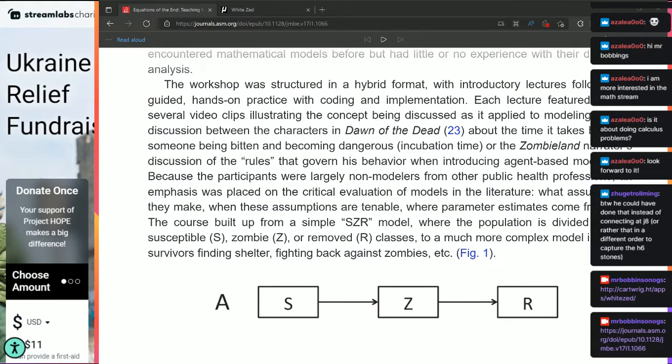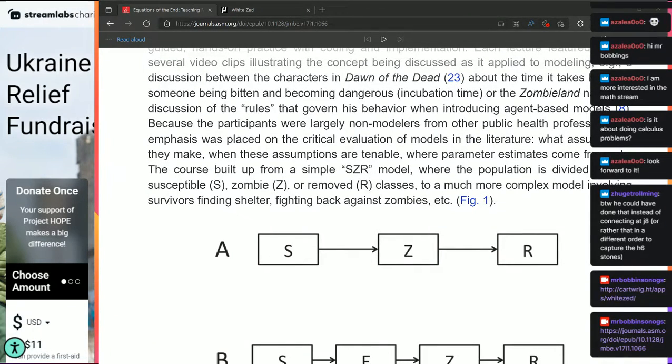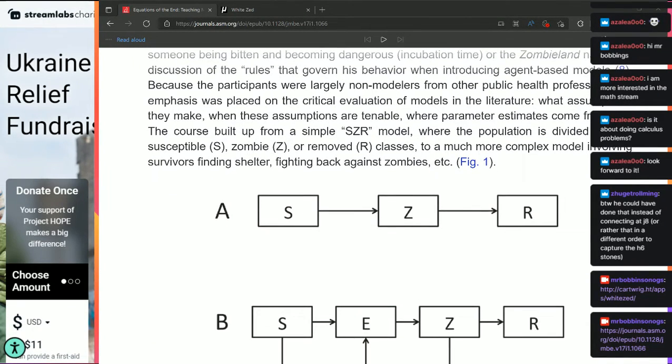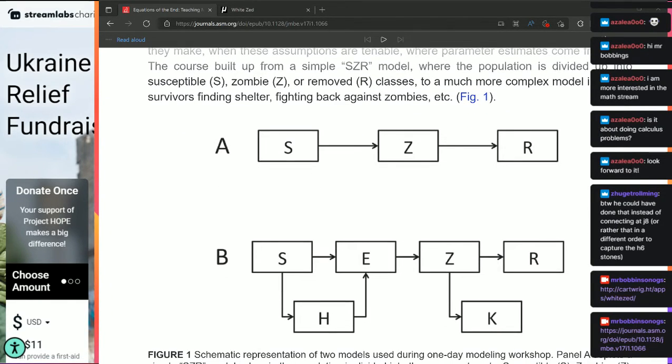The course built up from a simpler SZR model, where the population is divided up into susceptible, zombie, or removed classes. Somebody who's recovered from being a zombie or has died and is not animated at all. To a much more complex model involving survivors finding shelter and fighting back against zombies. I guess you could also have vaccinated individuals.